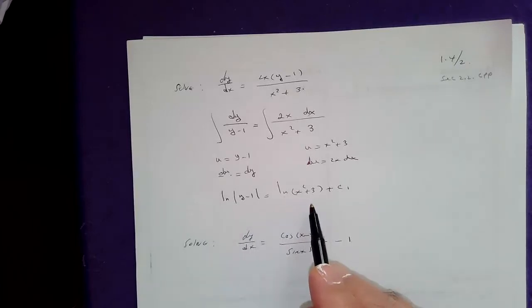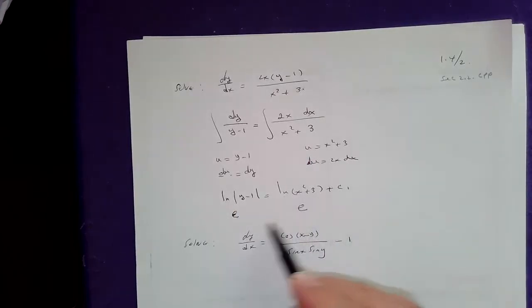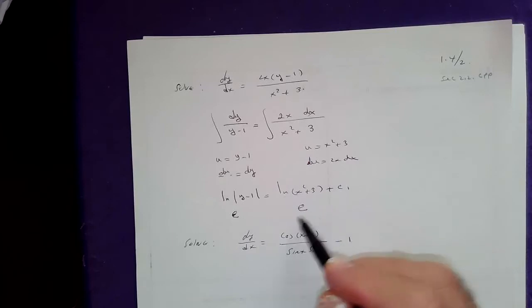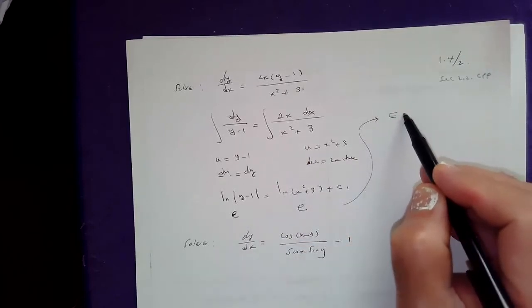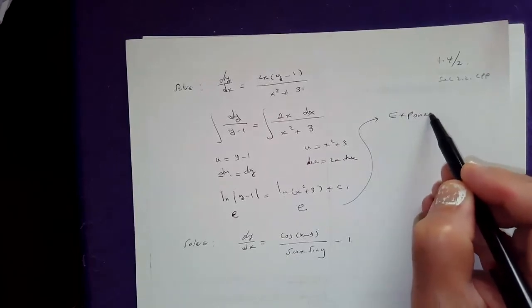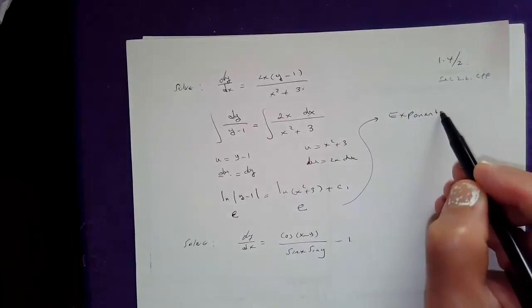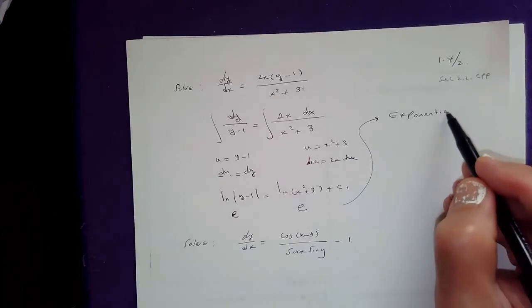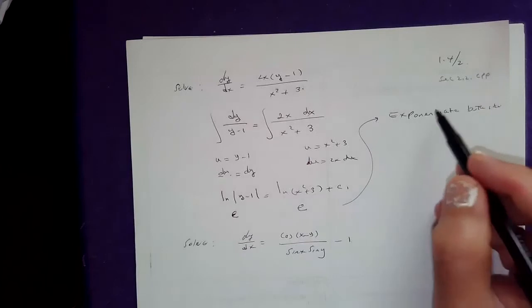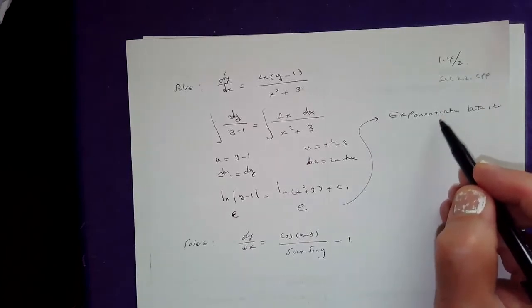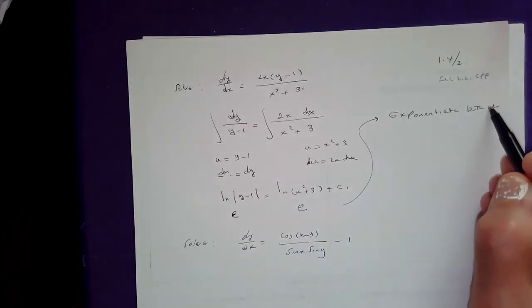Express the solution in explicit form? What you do, you exponentiate both sides. So raise both sides to the power of e, e to the power of both sides. So that's called exponentiate both sides of the equation.